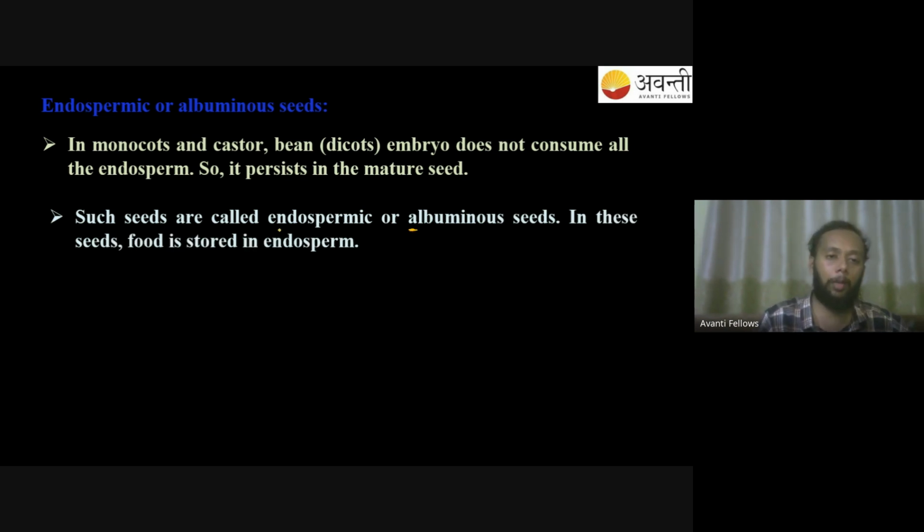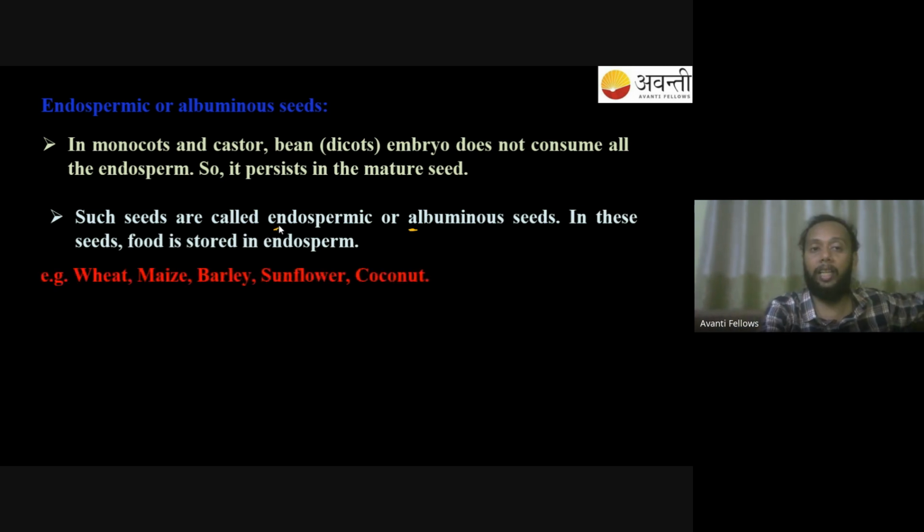I think it's a very simple concept. You just have to categorize them in your head, दो कैटेगरी के अंदर. Right? देख लो यहाँ पे wheat, maize. तो बहुत सारे एग्जाम्पल हैं आपके यहाँ पे. Wheat मतलब गेहूं, maize मतलब your corn. Then you have barley, sunflower and coconut. Okay, these are all going to be the examples of endospermic seed.